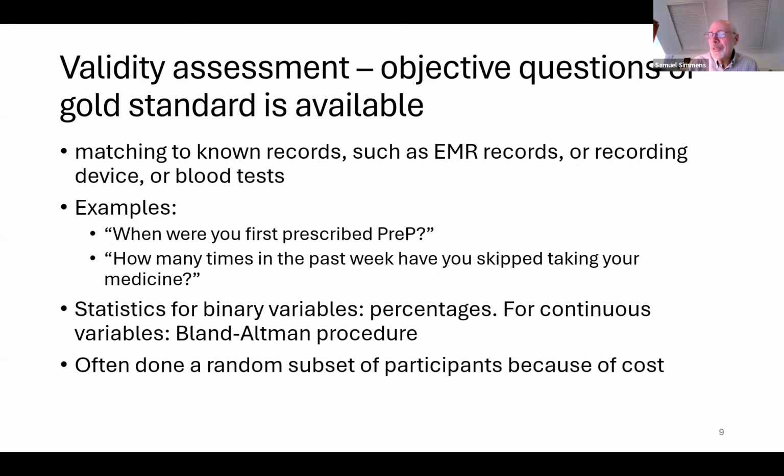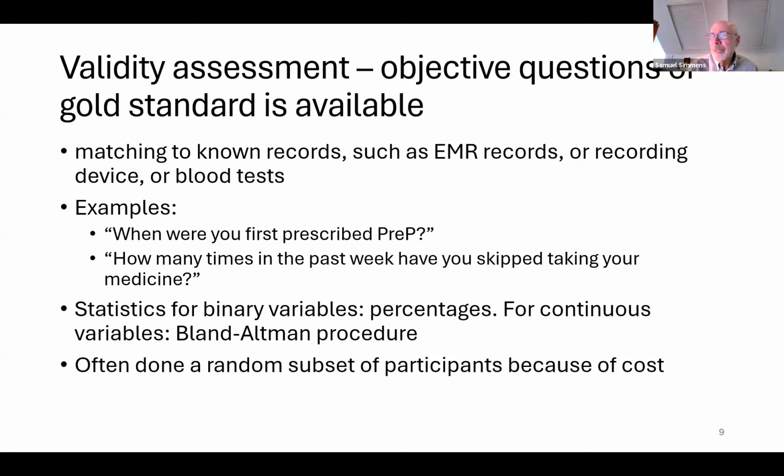So statistics for binary variables, the gold standard, typically their percentages or basically some variation on screening statistics like sensitivity and specificity. That sort of statistic is useful. 80% of the people who were found to be fully adherent with their medicines based on the gold standard reported that they were fully adherent as well, something like that.